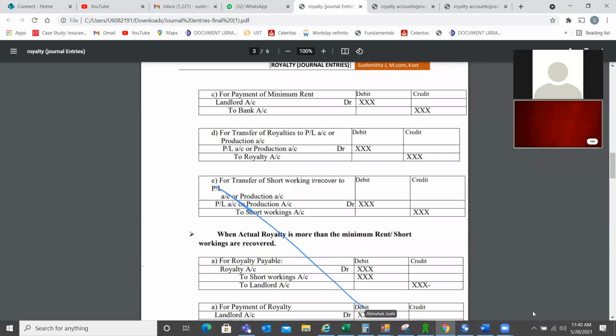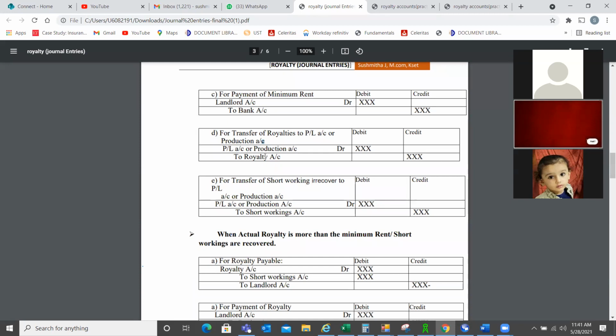Okay, Manav? Abhishek, what are you doing? Abhishek Joshi? Yes, ma'am. Sorry. Yes, okay. Joshi, yeah, next journal entry. What is the next journal entry that we have to take? See, for transfer of royalties to production account, what is the journal entry that we have to take?